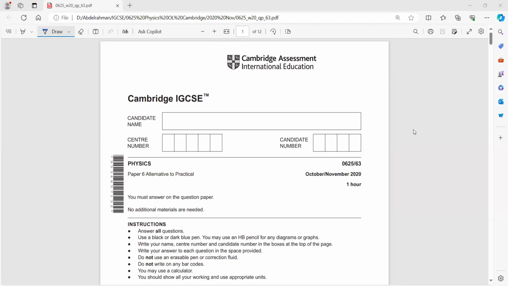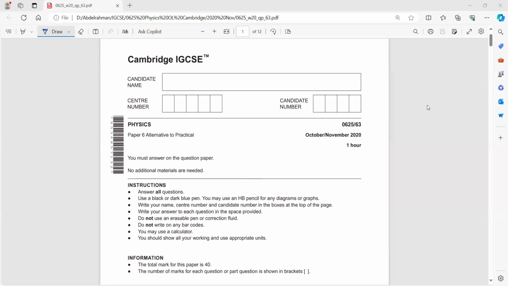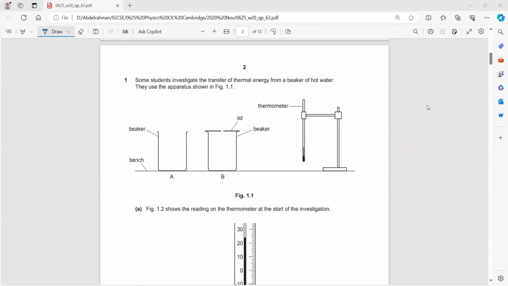Okay. November 2020, paper 6, variant 3. Question 1.